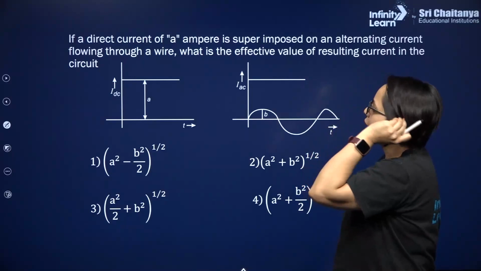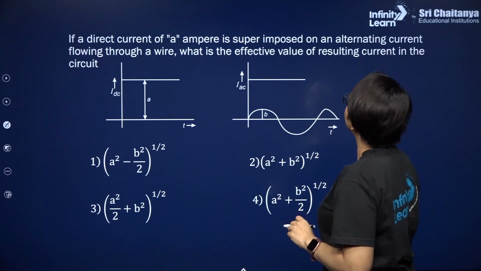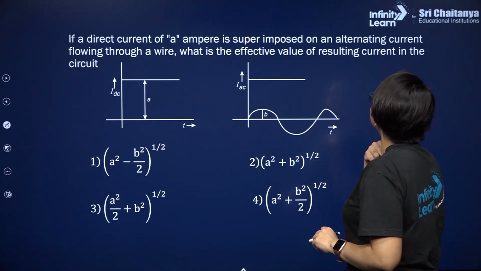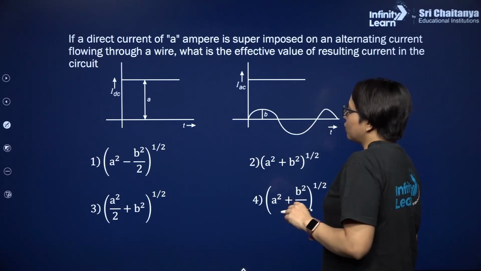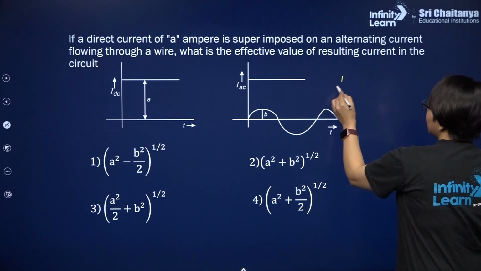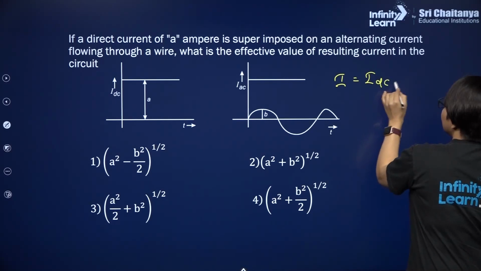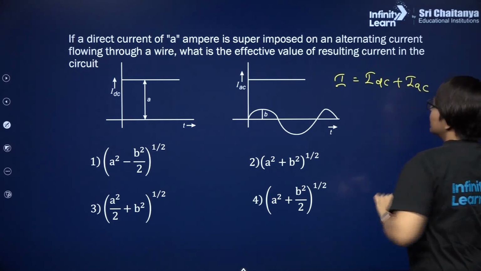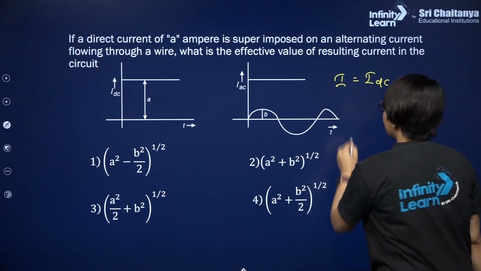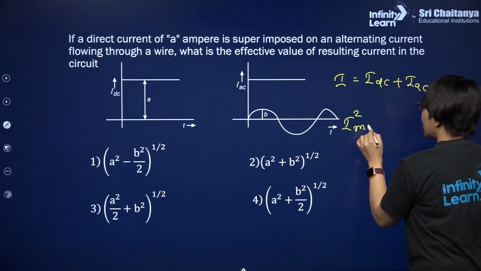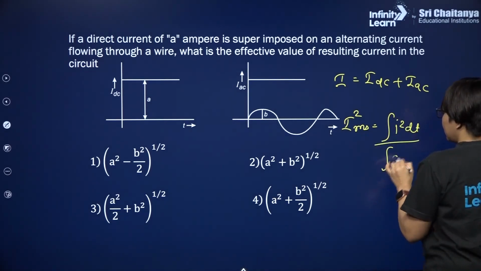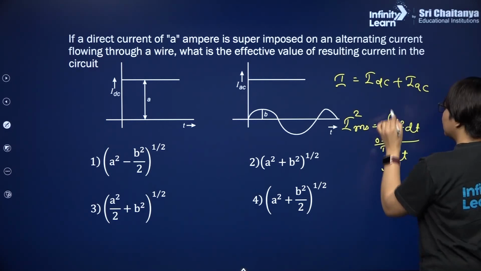Next is this one. If a direct current of A ampere is superimposed on an alternating current flowing through a wire, what is the effective value of the resultant current in the circuit? So over here we have IDC and IAC. So I is equal to what? IDC plus IAC, right. So we want to find the effective value of resultant current. So we will find I square RMS, that is integration I square dt divided by integration dt from 0 to T, right.